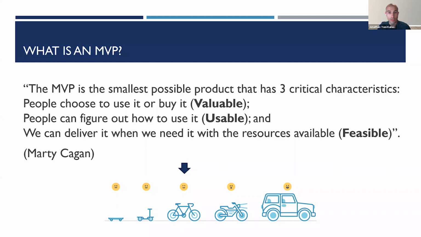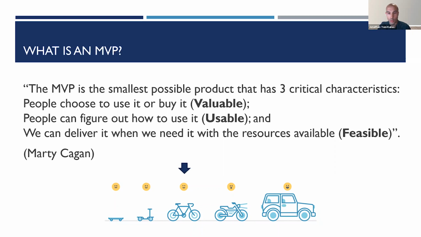So I prefer to use the definition set by Marty Cagan, which is pretty serious at products, and I really urge you to go and follow him too. And he defines an MVP as so. The MVP is the smallest possible product that has three critical characteristics. People choose to use it or buy it. It's valuable. People can figure out how to use it. It's usable. And we can deliver it when we need it with the resources available.